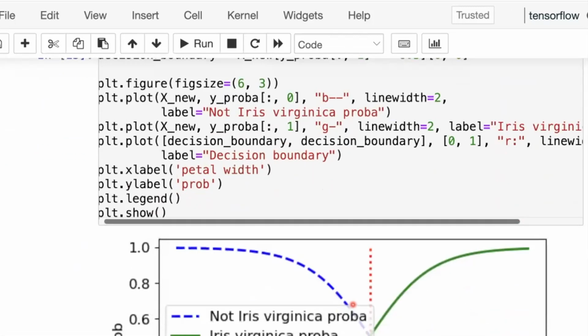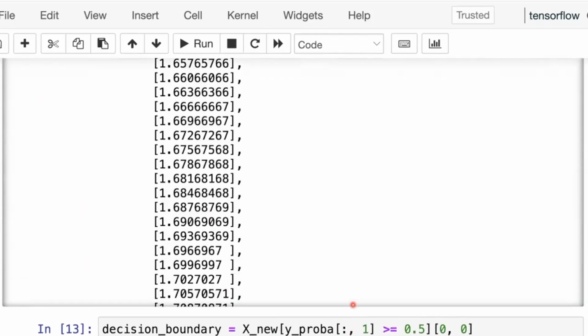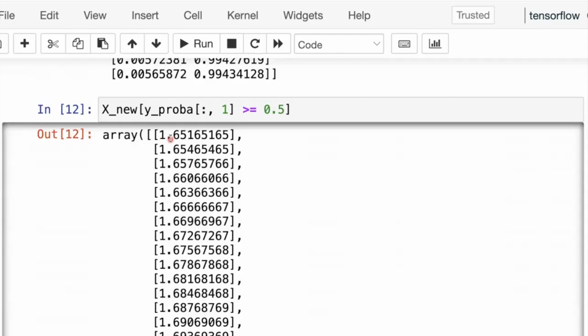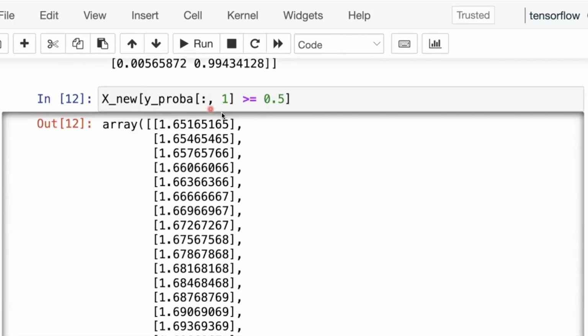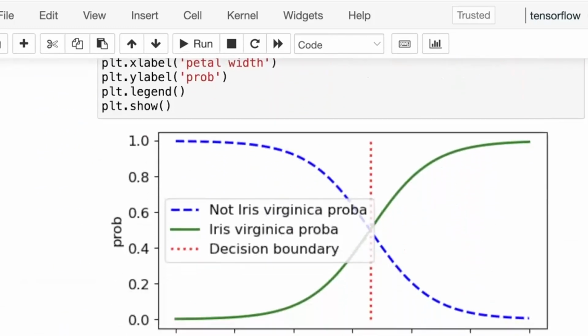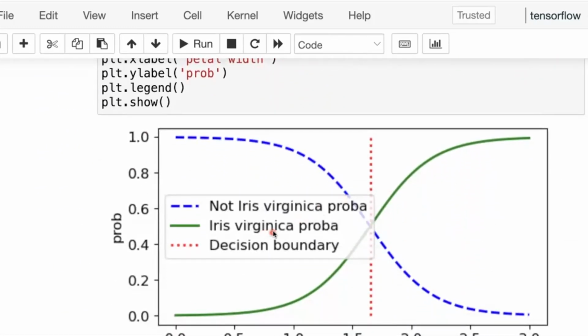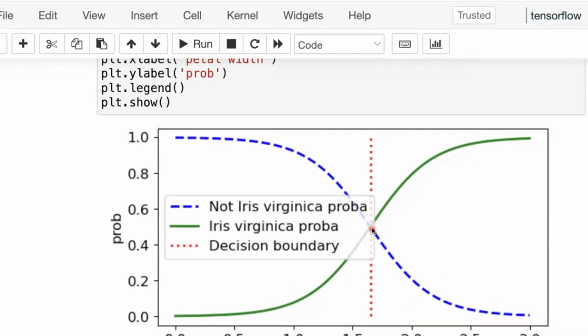And you can see that if I plot this, the first element here is this 1.65. So this means that anything greater than 1.6516, this number, is actually the virginica class. This is the case because you can see that this is exactly the 0.5 probability. If we are exactly on this point, we are 50-50. We are not confident at all.